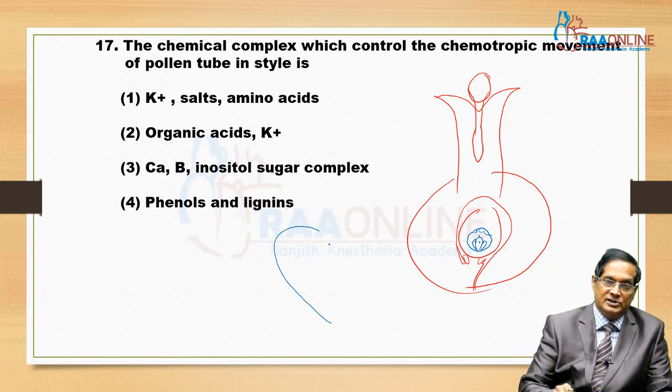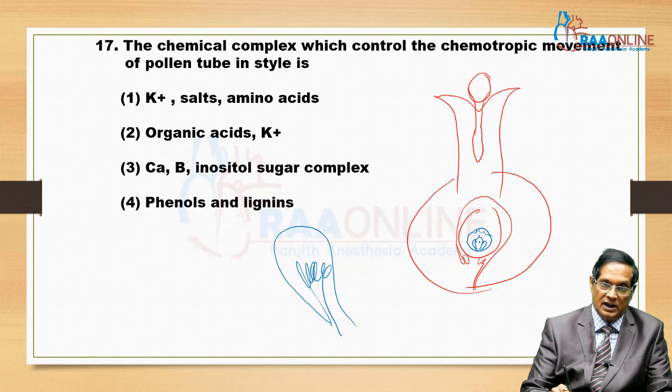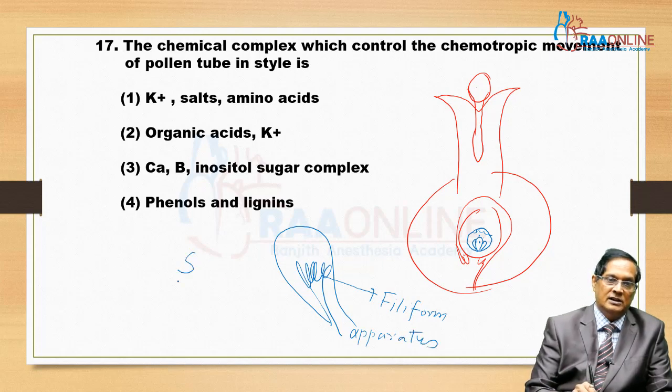And in the synergid, you see a finger-like structure, a structure with finger-like projections. This is known as the filiform apparatus. In which cell? That is the synergids.